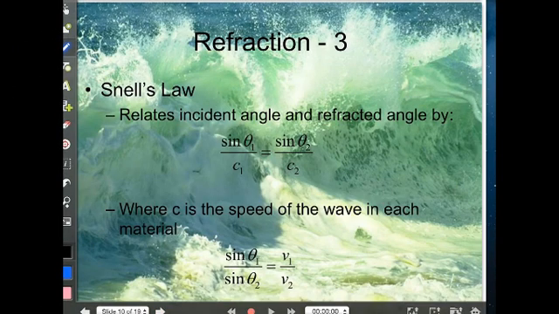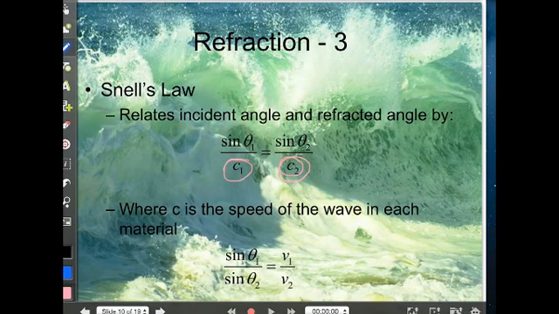Okay. Now mathematically, this is related by what we call Snell's law, and this actually relates the incident angle and the refracted angle by the equation sine theta 1 over c1 equals sine theta 2 over c2. In this equation, our c's are the speeds in those two given mediums. So c1 is the speed in medium 1, c2 is the speed in medium 2, and then of course theta 1 is the angle in medium 1, theta 2 is the angle in medium 2.